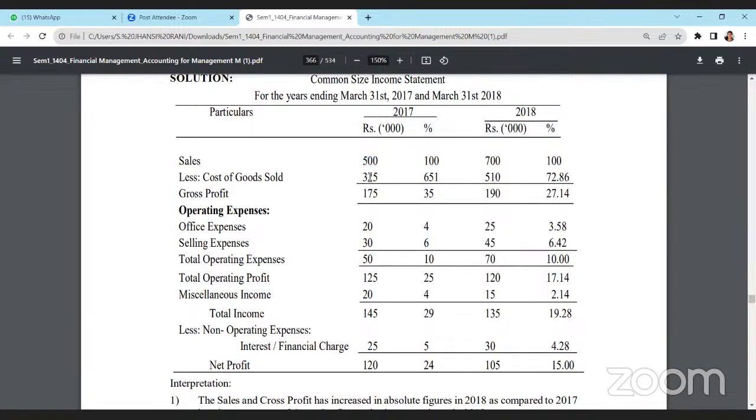For example, cost of goods sold is 325. Then how to calculate? 325 divided by 500 into 100. Next, 175 divided by 500 into 100. 20 divided by 500 into 100. Like this, the total base is sales. Sales will be taken as the base, and for the remaining things, we will calculate the percentages. Is it clear? Yes?